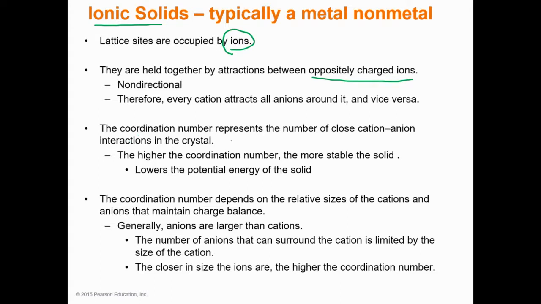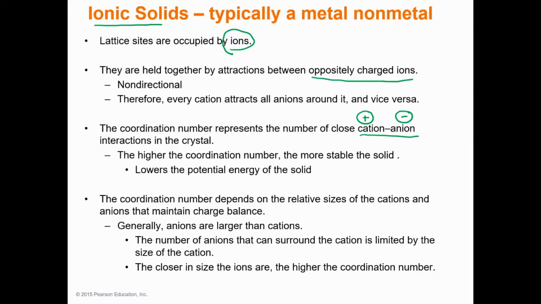So the coordination number accounts for the cation and anion interactions. If you remember, the cation is your positively charged metal, and your anion is your negatively charged nonmetal. Our coordination number directly has to do with that positive and negative attraction of the metal and the nonmetal. The higher the coordination number, the more stable the solid.